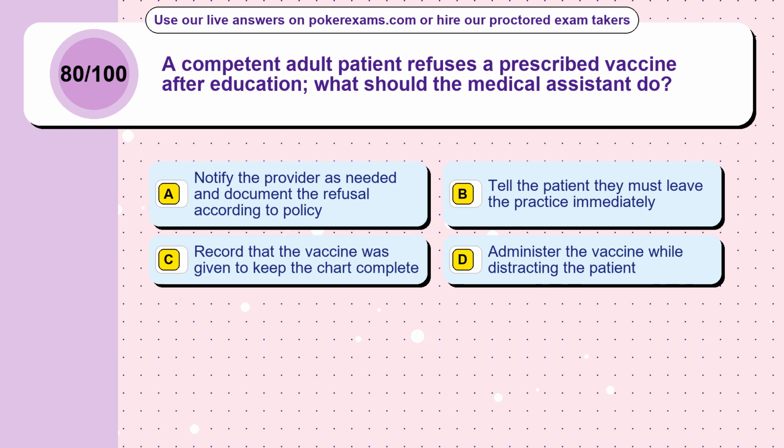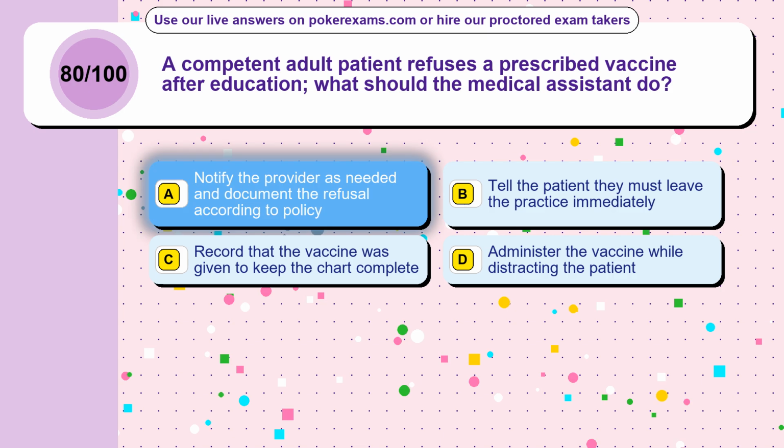Question 80. A competent adult patient refuses a prescribed vaccine after education. What should the medical assistant do? Option A, notify the provider as needed and document the refusal according to policy. Option B, tell the patient they must leave the practice immediately. Option C, record that the vaccine was given to keep the chart complete. Option D, administer the vaccine while distracting the patient. The correct answer is option A.